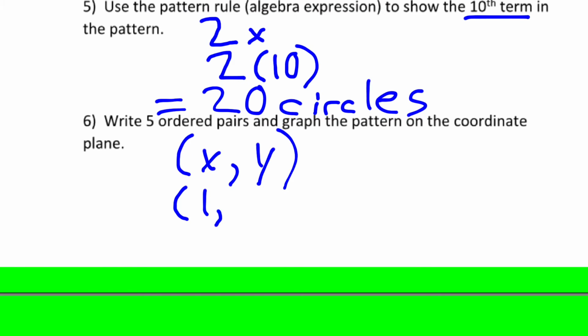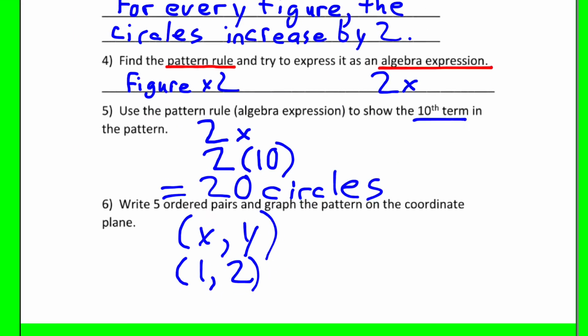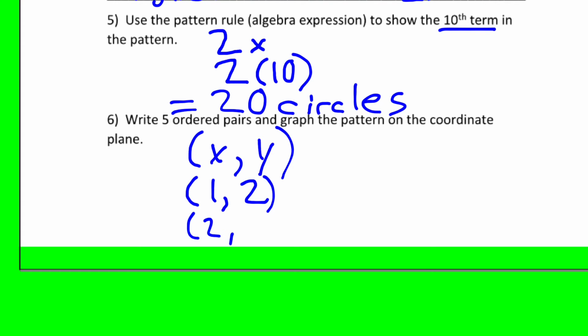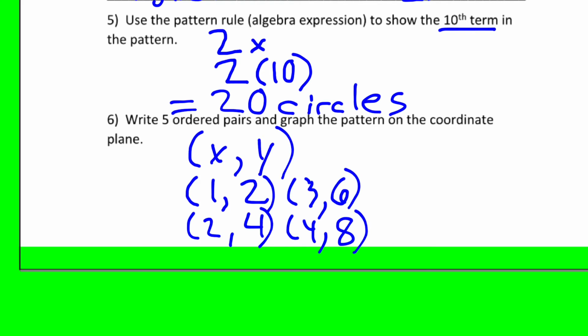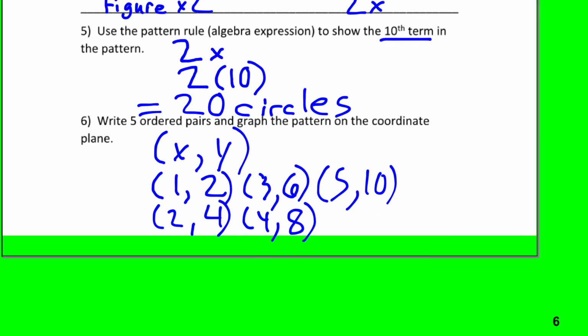When x is 1, y is 2. When x is 2, y is 4. When x is 3, y is 6. When x is 4, y is 8. And when x is 5, y is 10. All of these things that we just made represent points on a graph. Let's graph it now.